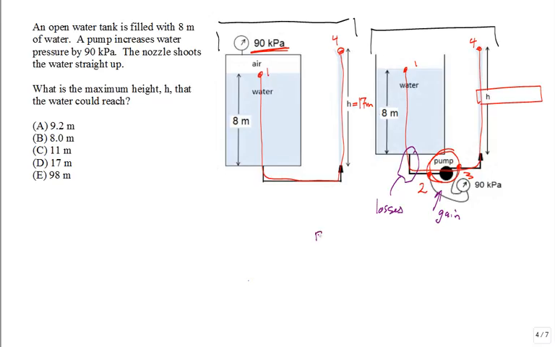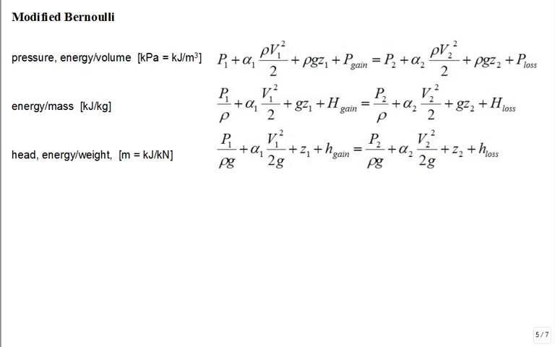Well, energy per unit volume, pressure, energy per unit mass, some sort of capital H head, or energy per unit weight, lowercase h head. This is the more preferred, common head. This is a looser definition of head. Okay? Well, this is the modified Bernoulli's equation. What do we have? We have the equation just like we had before. Those are the same. But this is new, and this is new, and this is new, and that's new.